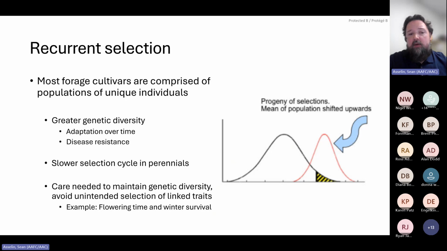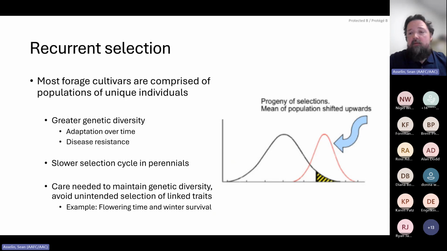Some of the benefits of having that greater genetic diversity is greater adaptation over time because we have different buffering effects of different genotypes. Disease resistance is the classical example. We can have multiple variants of disease resistance genes within a population, or variation in other traits that reduce disease incidence, and that helps with the sustainability of the population. In our outcrossing species, like forages, we tend to have a slower selection cycle. Instead of a rapid change in the population, we push the population in a direction slowly over time until we get the end result.